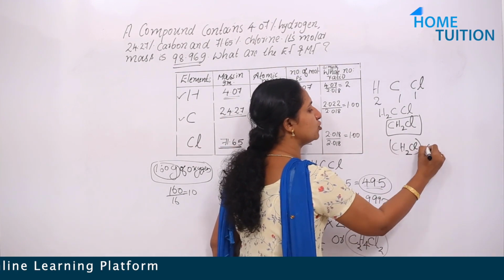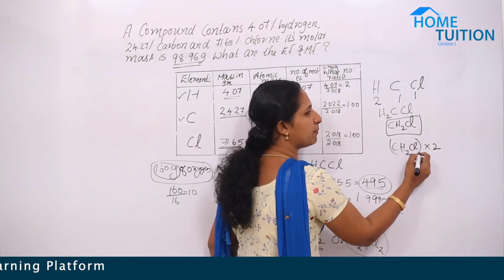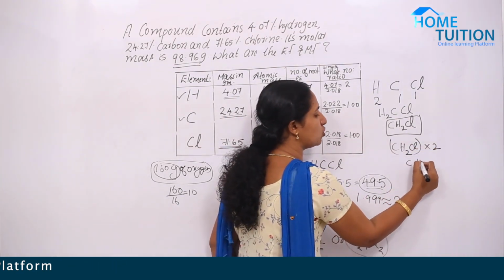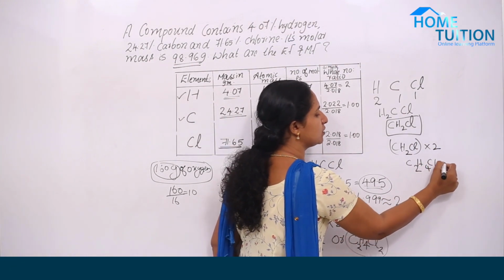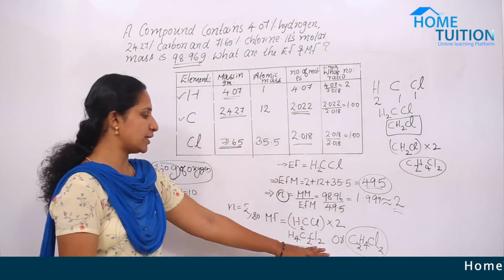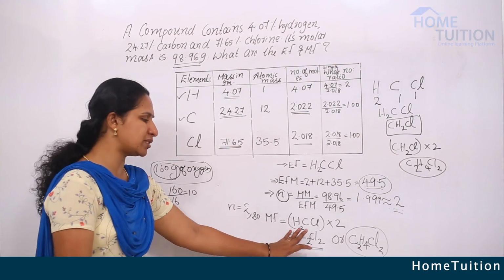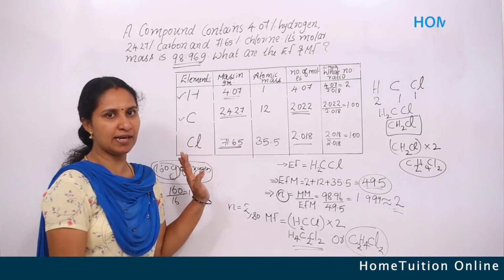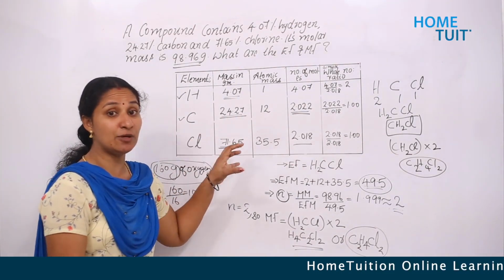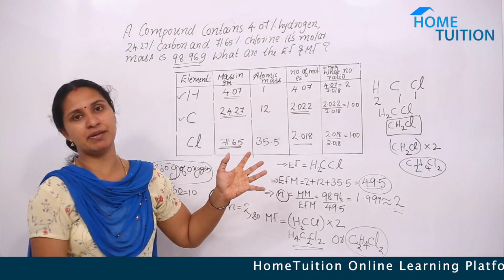CH2Cl into 2. All the bases are multiplied by 2, we get C2H4Cl2, or H4C2Cl2, both are correct. Clear? This way we can deduce the molecular formula and empirical formula.